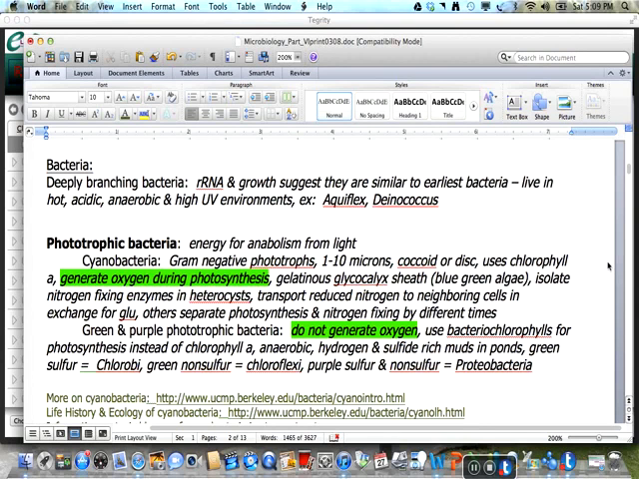Green and purple phototrophic bacteria do not generate oxygen. They use bacteriochlorophylls for photosynthesis instead of chlorophyll a. They are anaerobic and found in hydrogen and sulfide-rich mud of ponds. Examples include the green sulfur bacteria, Chlorobi, and the green non-sulfur bacteria, Chloroflexi, and purple sulfur and non-sulfur proteobacteria.